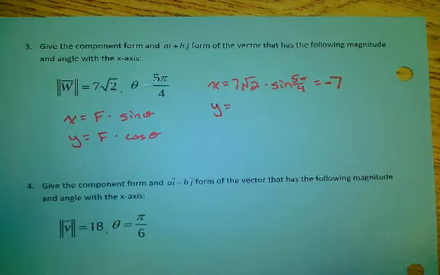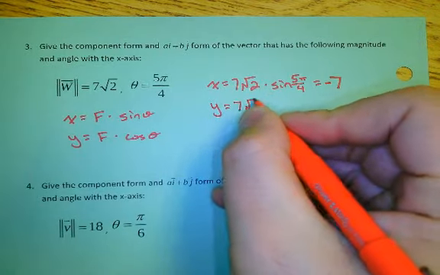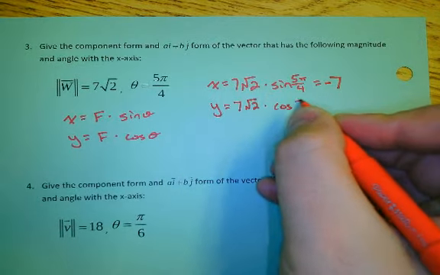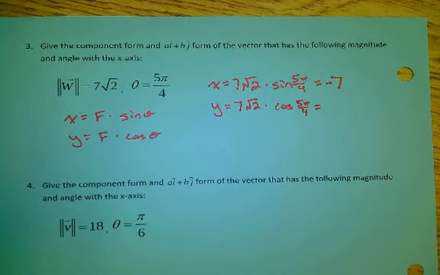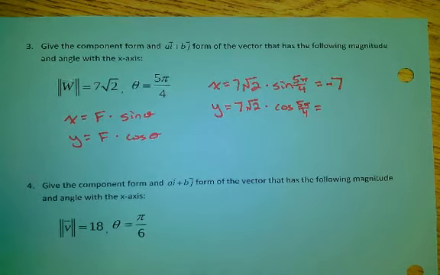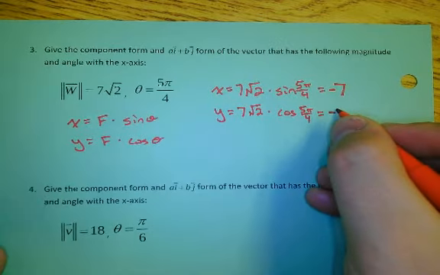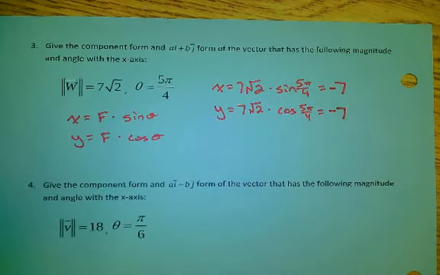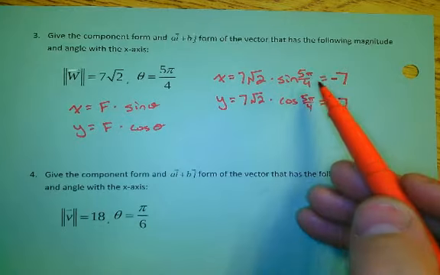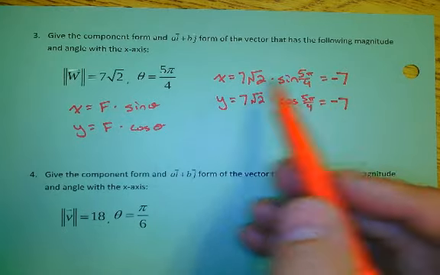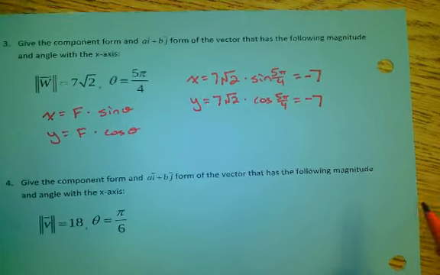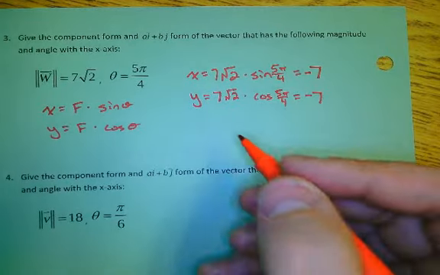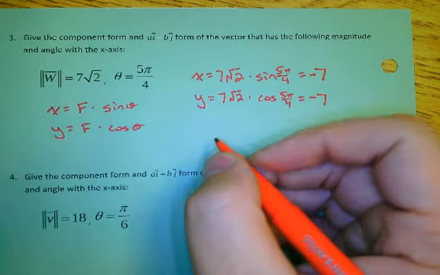So in the y direction, it's going to be 7 root 2 times cosine of 5 pi over 4, which is conveniently also negative. Whenever you do that, did you calculate your speed? For this one, yeah, this has to be in radian mode, because we're asking about thetas and pi's. Or you could just know your unit circle and figure it out.